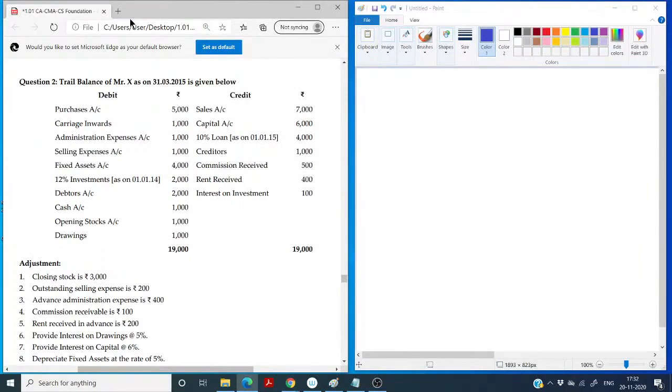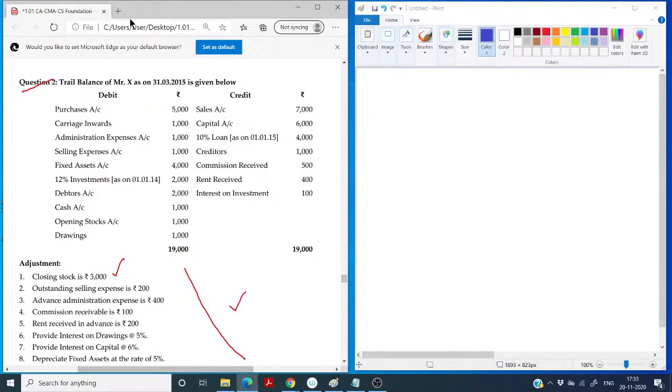In question number 2, again a trial balance is given, and in the previous illustration, we saw the adjustment, especially closing stock 3,000. We saw only this adjustment. In this illustration, apart from that, I have added many additional adjustments. Now it's your duty to incorporate all these adjustments clearly, right?